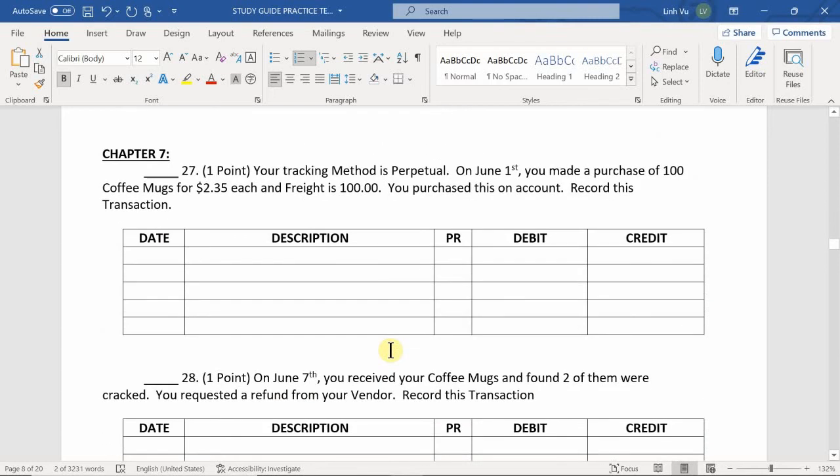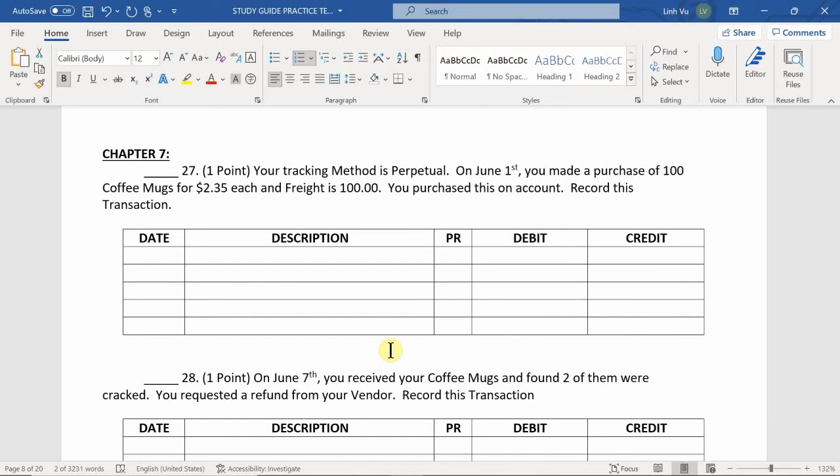Okay. Now we're finally moving on to chapter 7, okay? So chapter 7 says, remember, this is perpetual inventory now. So perpetual inventory, sales and purchases. Okay, so number 27 asks, your tracking method is perpetual. On June 1st, you made a purchase of 100 coffee mugs for $2.35 each, and the freight will cost you $100, okay? You purchase this on account.